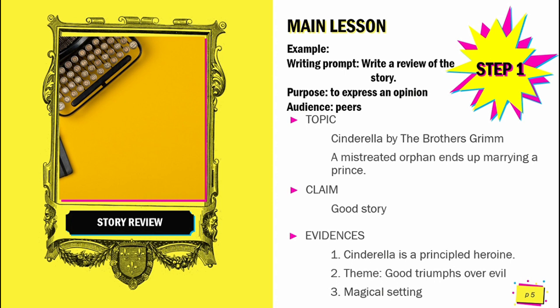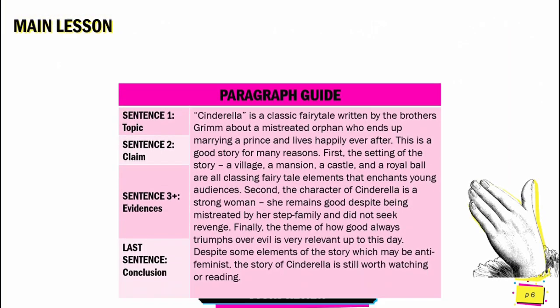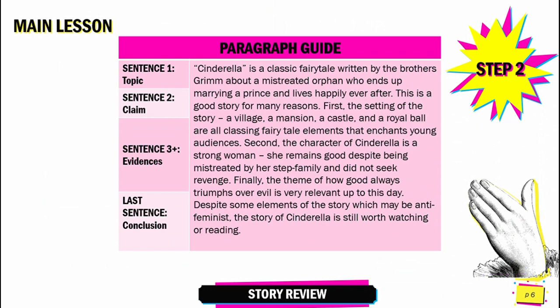So that's how you brainstorm. This is step one. This is still brainstorming. If you have already finalized your topic, your claims, and your evidences, then you are done with step one and on to step two. Step two is writing your draft. Writing your draft follows the same steps that we discussed when writing a cohesive paragraph, same with writing a review, a story review.